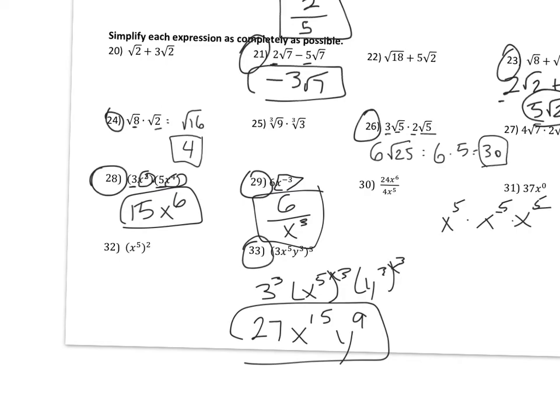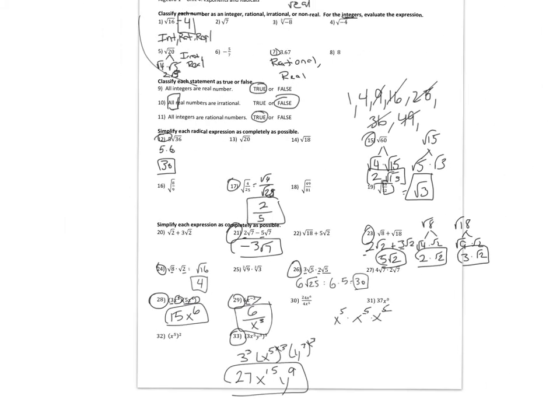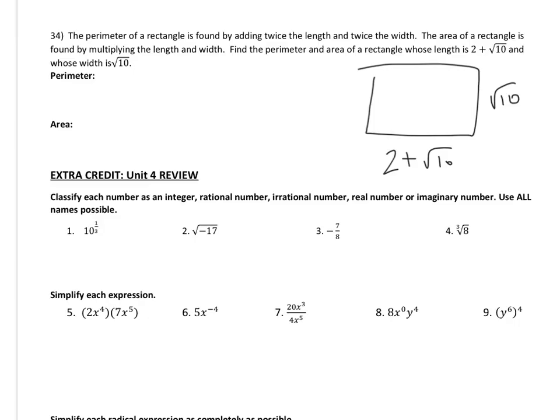Okay, and now we are done. Take a look at all of our work. On the next page, we have one more question. The perimeter of the rectangle is found by adding twice the length and twice the width. The area of the rectangle is found by multiplying the length and the width. You need to find the perimeter and the area of a rectangle whose length is 2 plus square root of 10 and whose width is square root of 10.